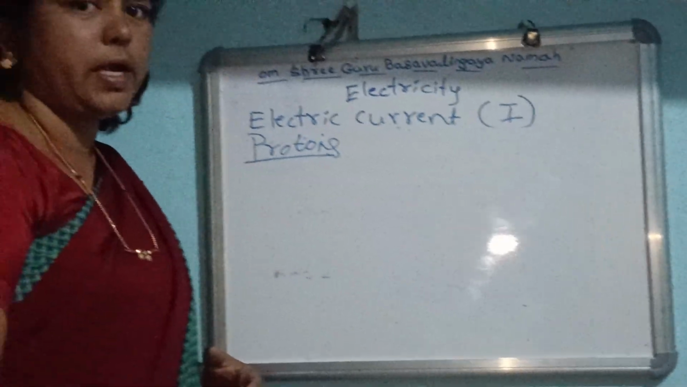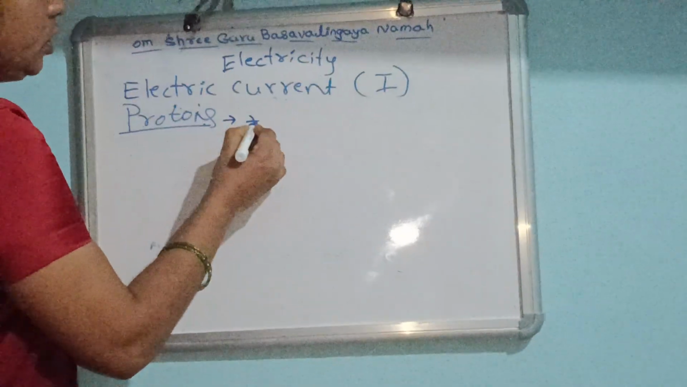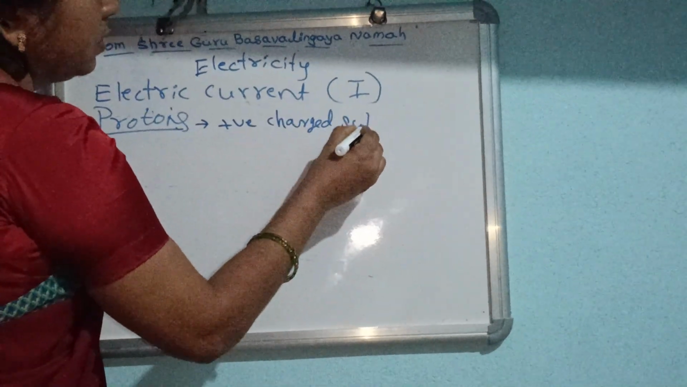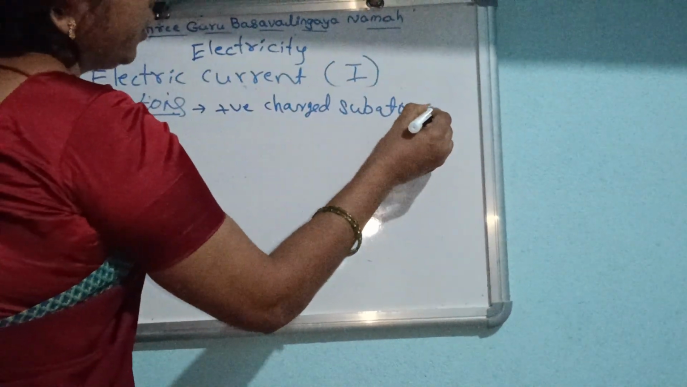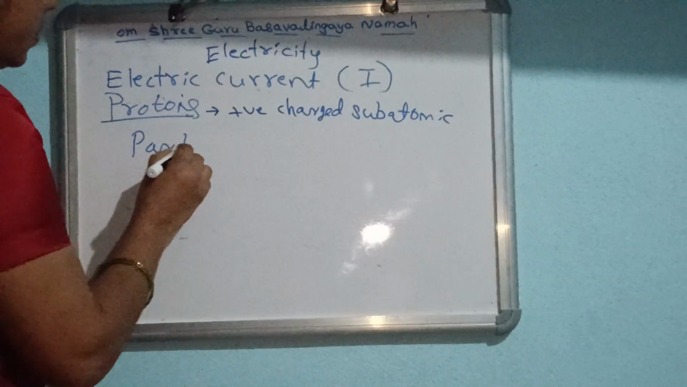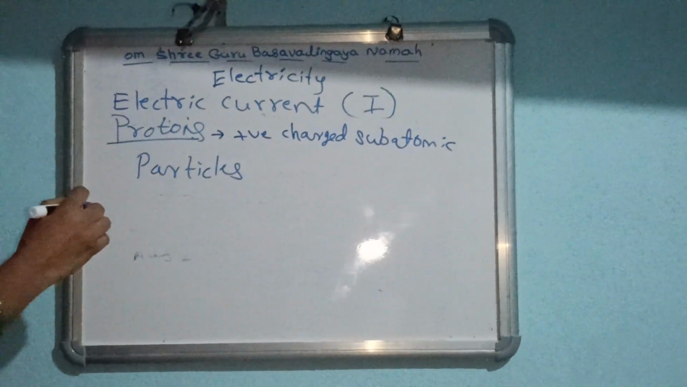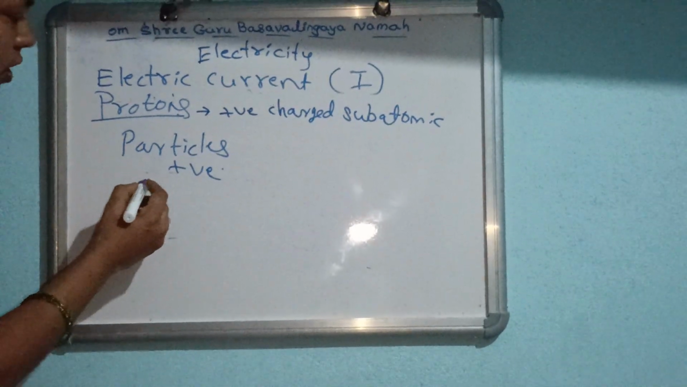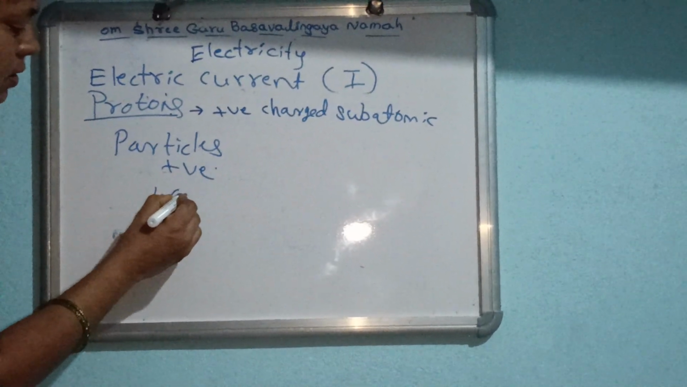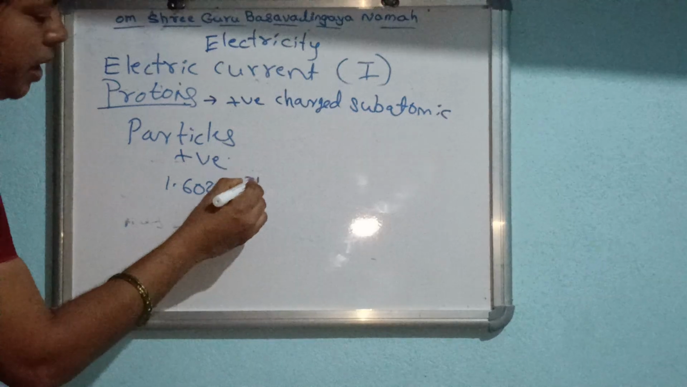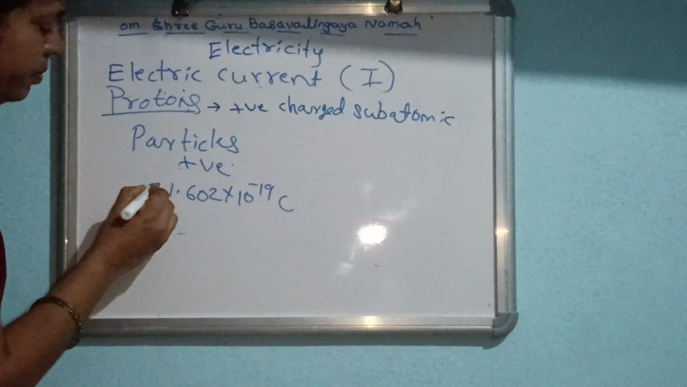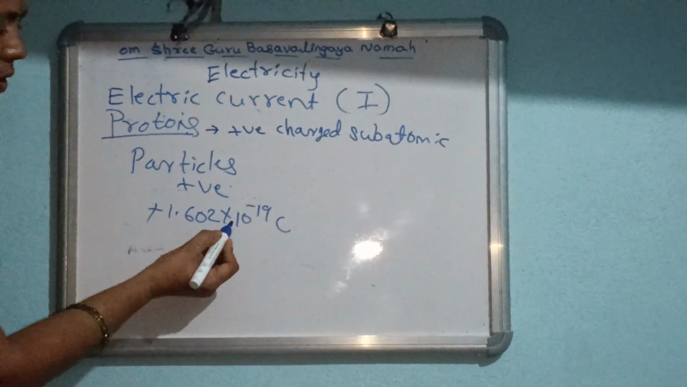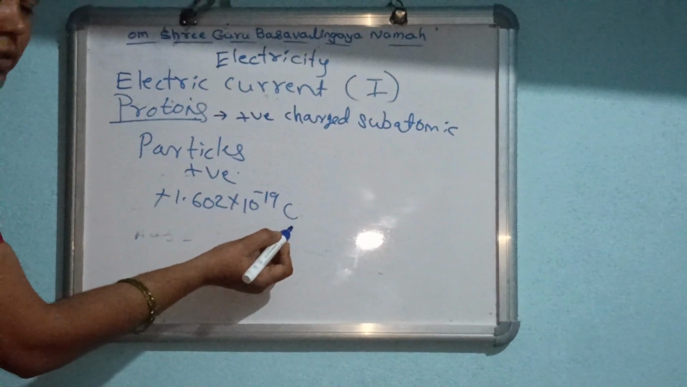Protons are positively charged subatomic particles. The charge of a proton is 1.602 × 10^-19 coulomb, and this is positive. The charge of an electron is -1.602 × 10^-19 coulomb.